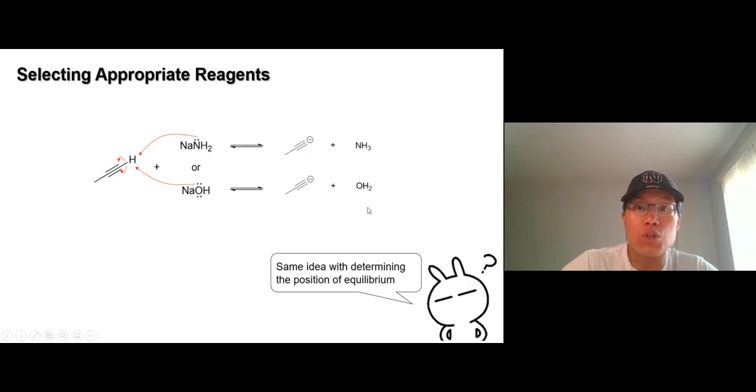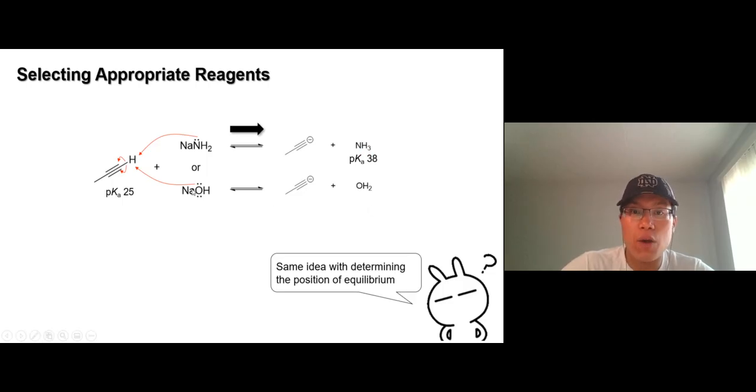All right. Now you just determine which one goes forward. So we have two equilibria. Basically, look at the acid on both sides. On the left side we have an alkyne, pKa 25. On the product side we have ammonia, right, an amine, ammonia, pKa 38. Does it go forward or backward there? Strong acid, weak acid: it goes to the weak acid side, so it goes forward there.